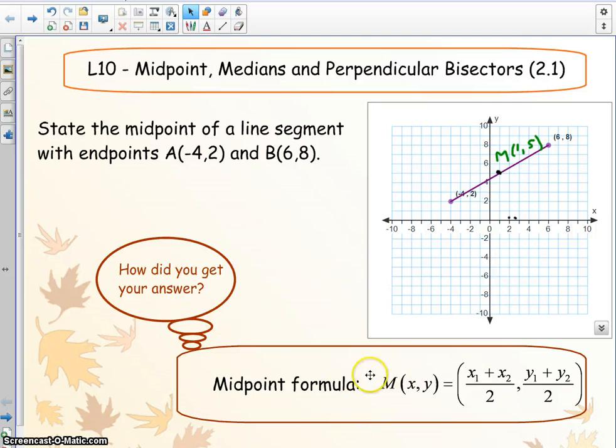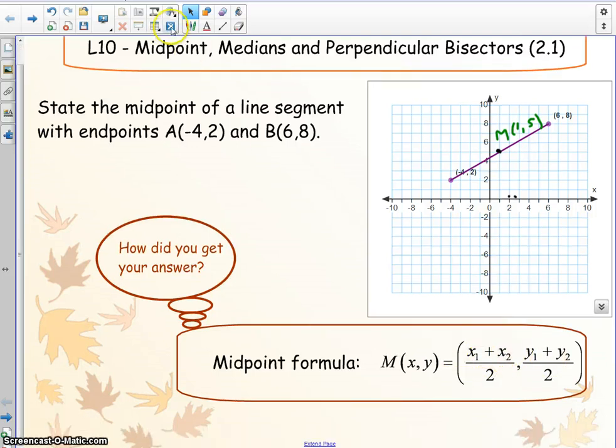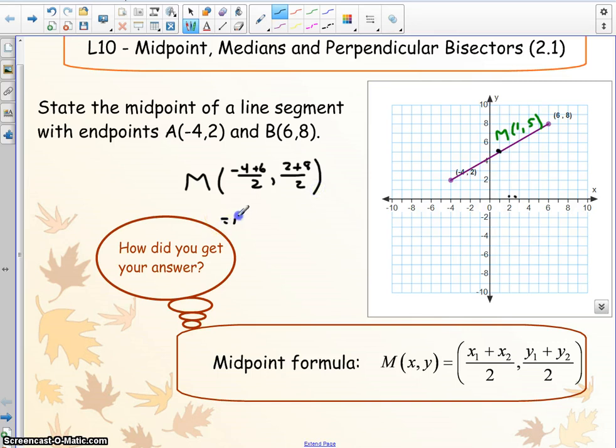So what we have now is a formula for the midpoint, where we take our two x values, add them together, divide by 2, and take our two y values, add them together, divide by 2. In our case, our x values are -4 and 6, so we have (-4 + 6) divided by 2. And for the y value, (2 + 8) divided by 2. Simplifying each of those, -4 plus 6 is 2, divided by 2 is 1. 2 plus 8 is 10, divided by 2 is 5. So there's a nice quick way to calculate the midpoint.